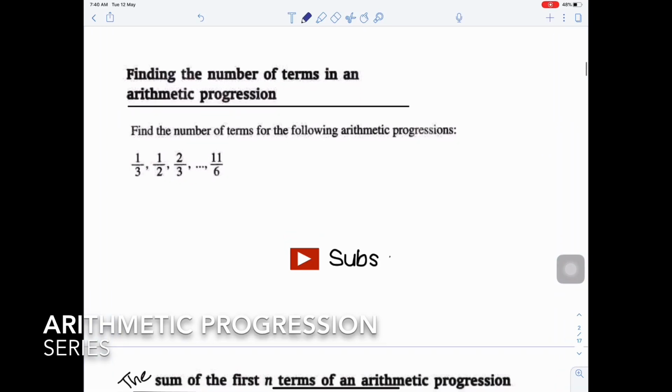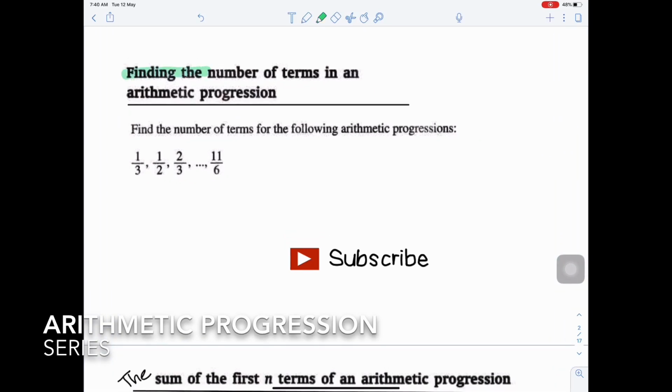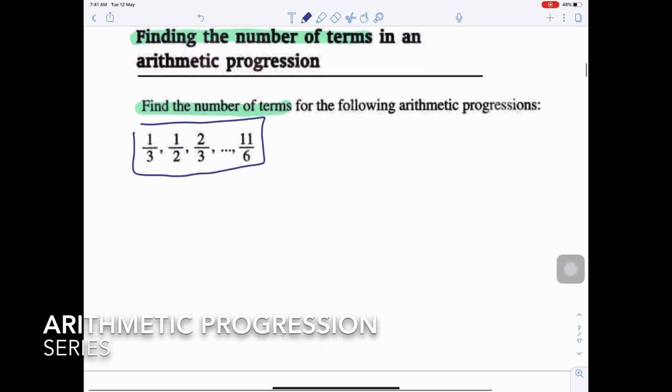Now subtopic 2: find the number of terms in an arithmetic progression. From the sequence, first we collect the information given. A equals 1 over 3. D we must find: T2 minus T1, so 1 over 2 minus 1 over 3, so we get 1 over 6.